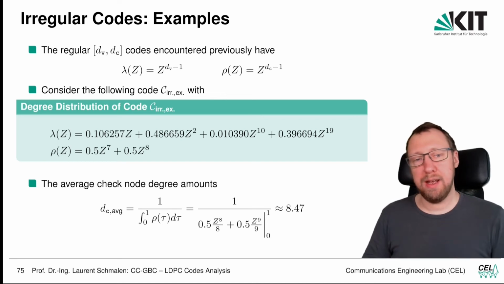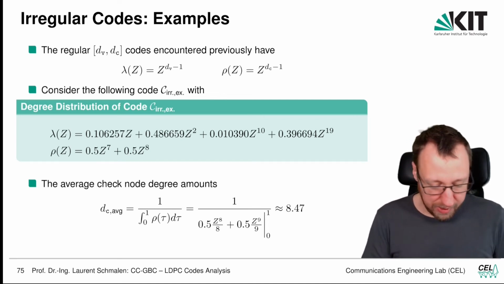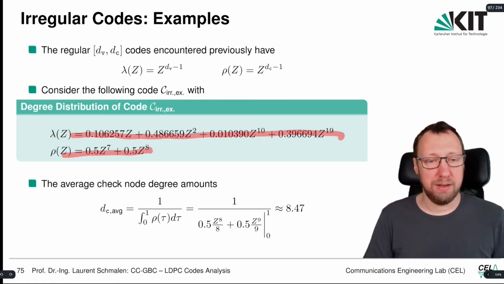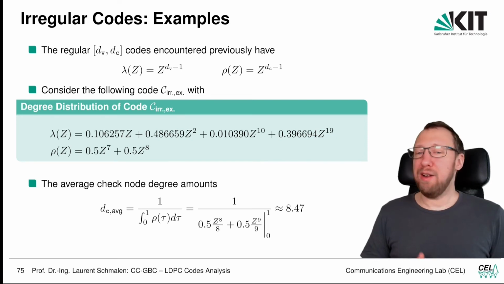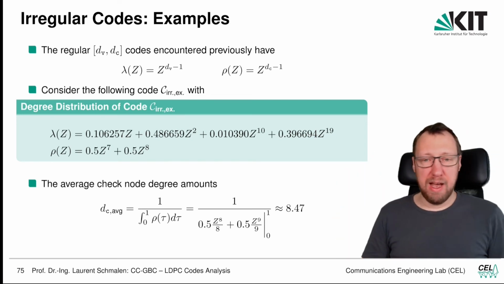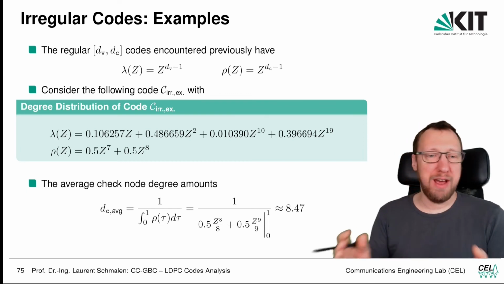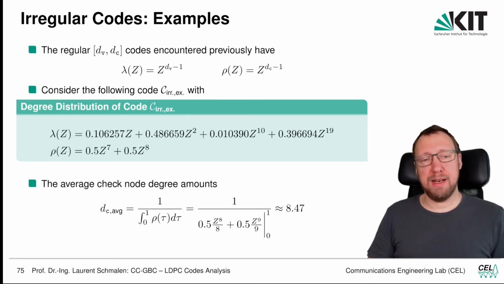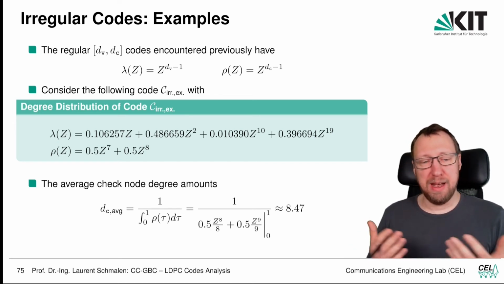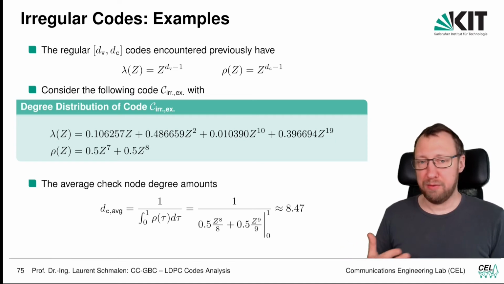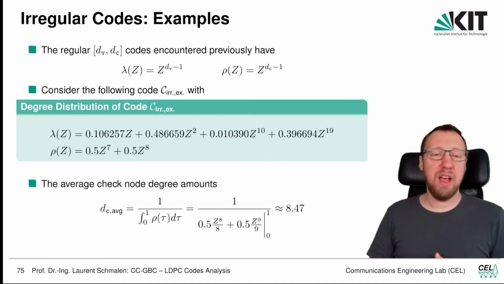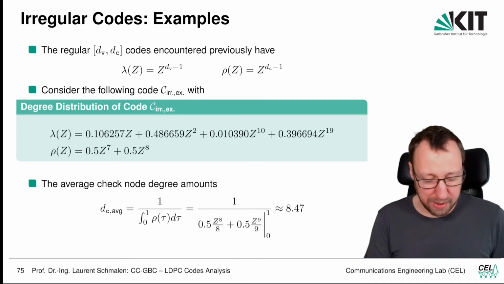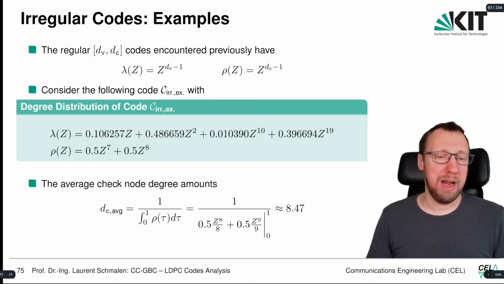Now we take a look at an irregular code, and here is an example, with some lambda of z and this rho of z. This kind of falls out of nowhere, and you have to trust me that I just invented this code, and it's a pretty solid and good code. But it still has been invented, so you have to believe me that these coefficients make sense. We'll later see how to find these coefficients. So these are some lambda of z and rho of z, and now we can do some calculations.